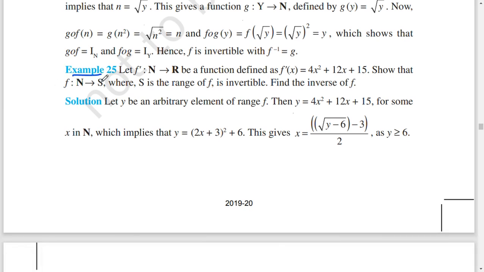Example 25. Let f: N → R be a function defined as f(x) equal to 4x squared plus 12x plus 15, so that f: N → S, where S is the range of f, is invertible. Find the inverse of f. Solution. Let y be an arbitrary element of range f, then y equal to 4x squared plus 12x plus 15 for some x in N, which implies that y equal to (2x plus 3) whole squared plus 6. This gives x equal to root of (y minus 6) minus 3, by 2, as y greater than equal to 6.